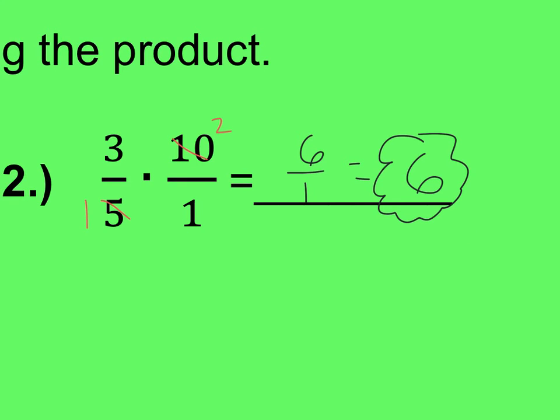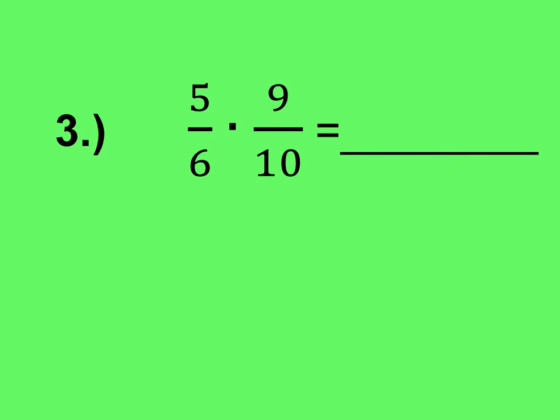Okay, number 3. This one's a little trickier because these have common factors and so do these. So when you're looking at 6 and 9, 3 goes into them both. So I'm going to divide that by 3 and get 2. I'm going to divide that by 3 and get 3. 5 and 10, the common factor is 5. So I'm going to divide that by 5 and I get 1. And that by 5 and I get 2.